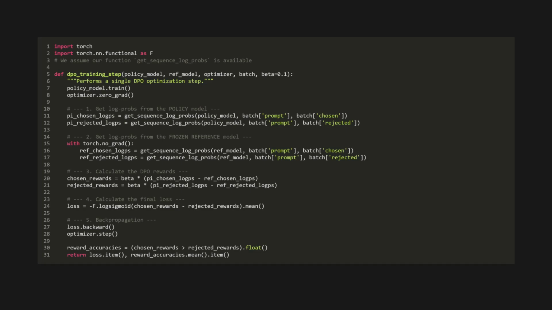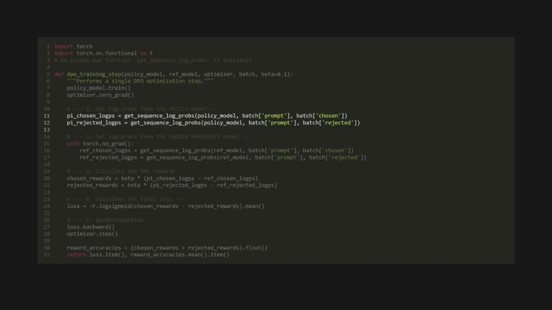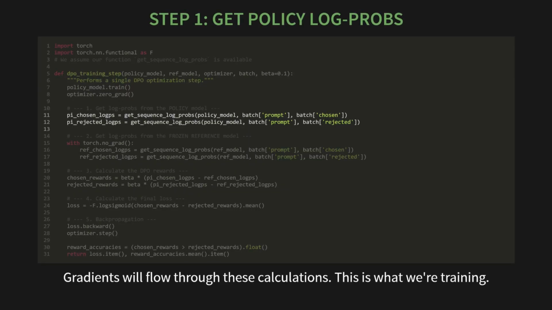The function is called DPO training step. It takes our policy model, our reference model, the optimizer, a batch of data, and of course, beta. Step 1. Get policy log probs. First things first, we need to get the log probabilities from the model we're actually training, the policy model. We call our helper function getSequenceLogProbs for both the chosen and the rejected completions. And here's the key. Gradients will flow through these calculations. This is what we're training.